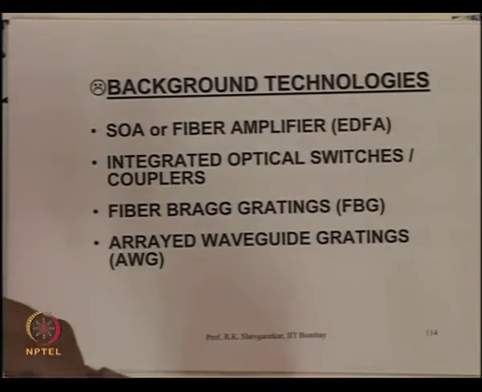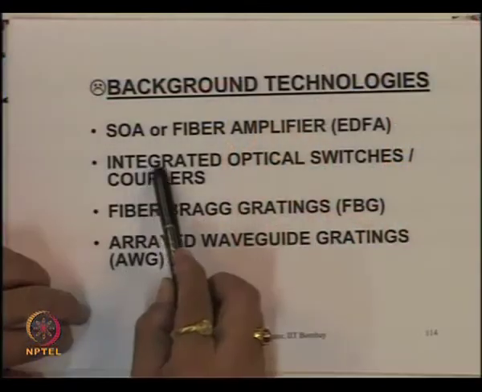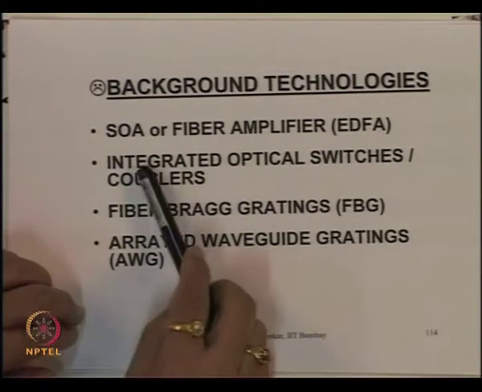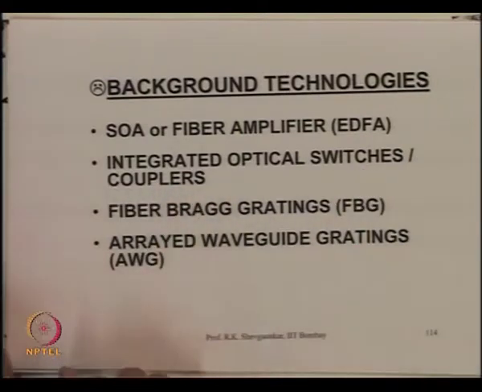Then there are the devices used as combiners of different optical channels, dropping a particular wavelength or adding a particular wavelength, and if you want to do this dynamically, that means you should be able to configure these things. We require devices called integrated optical devices, and in that we can have integrated optical switches or couplers.